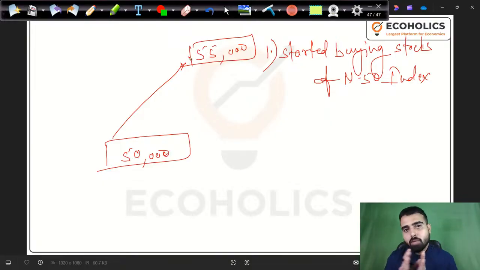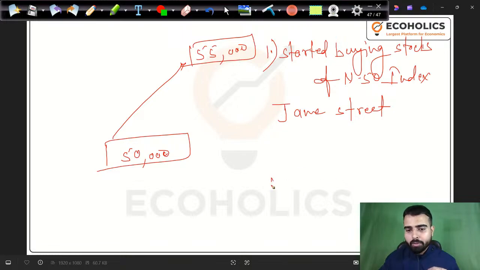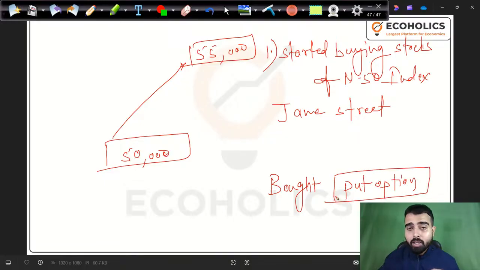Now they brought this manipulation into the F&O segment, that is the futures and options segment. Now in retail, if you see the retail traders, what they do, they sell and buy put options, call options. Okay? So what they did, Jane Street, they bought put options. They bought put options, that too at a lower price.